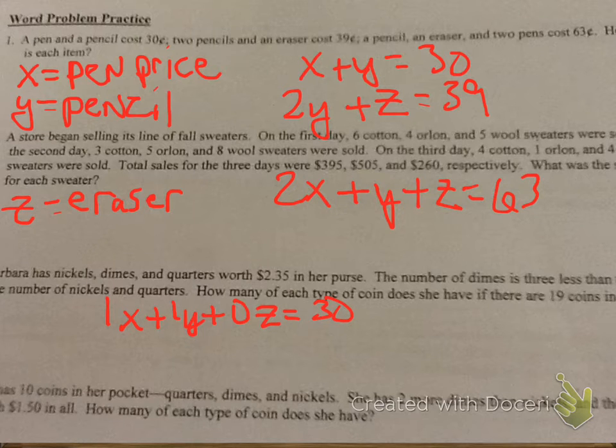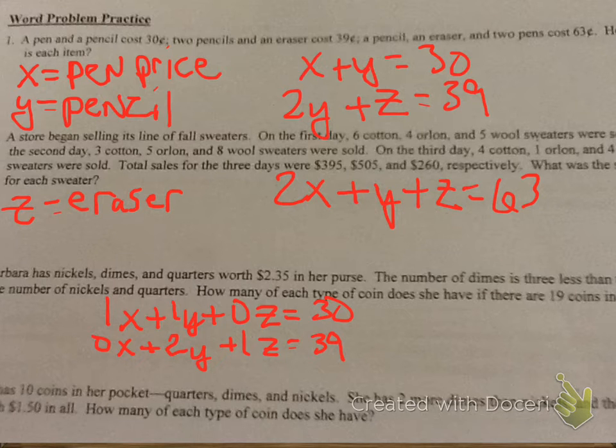On this, because I don't see a number in front of an x or a y, if I don't see a number, I put a 1. Okay, what's missing on the second equation? The x. So 0x plus 2y plus 1z equals 39.